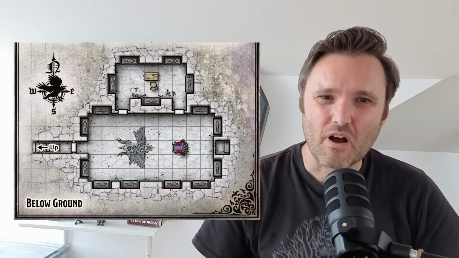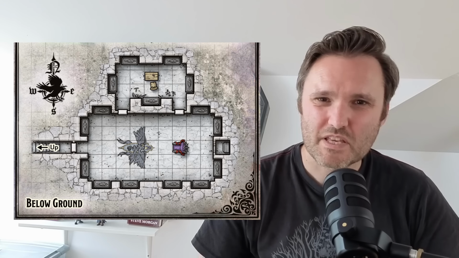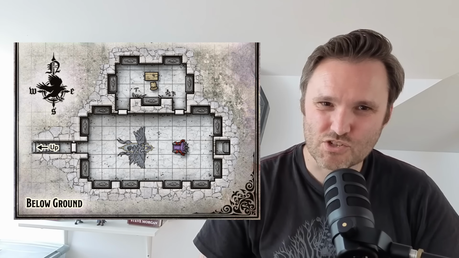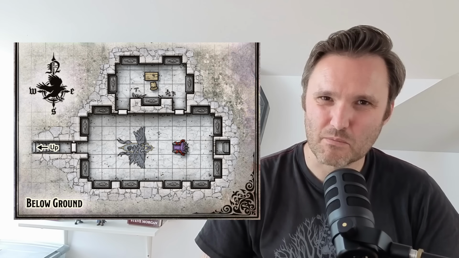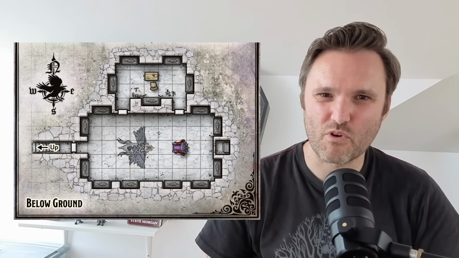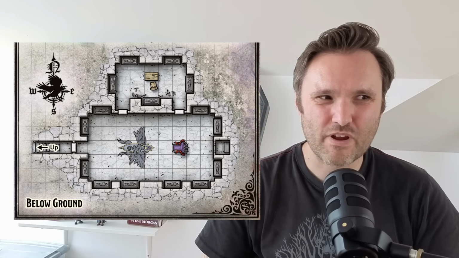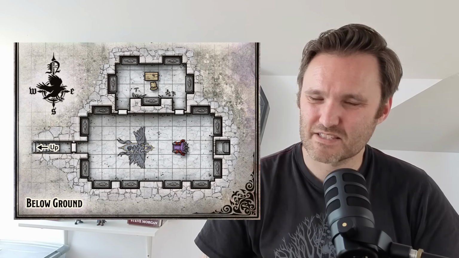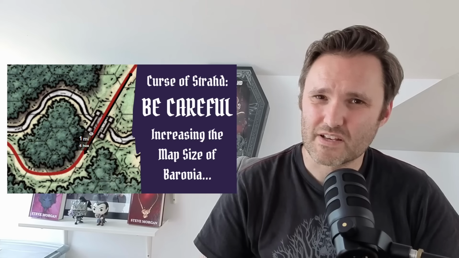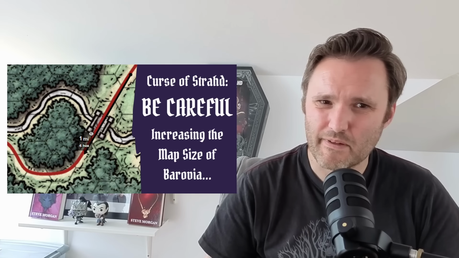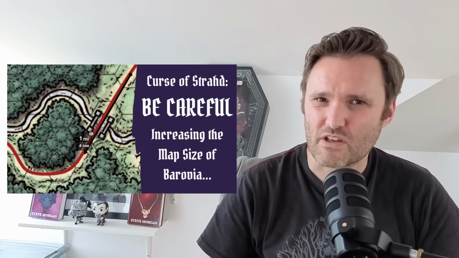But even so, I've seen quite a few people say that they do this anyway, like a homebrew edition, because they think Strahd would have more than just his coffin in Barovia. He has backup coffins dotted around the whole of Barovia. I think in one of the old Ravenloft novels, that was the case. And it's a good idea to do if you consider making the map of Barovia bigger. This is something I advise against. I did a whole video about that. So if you want to learn more about that, watch that video.